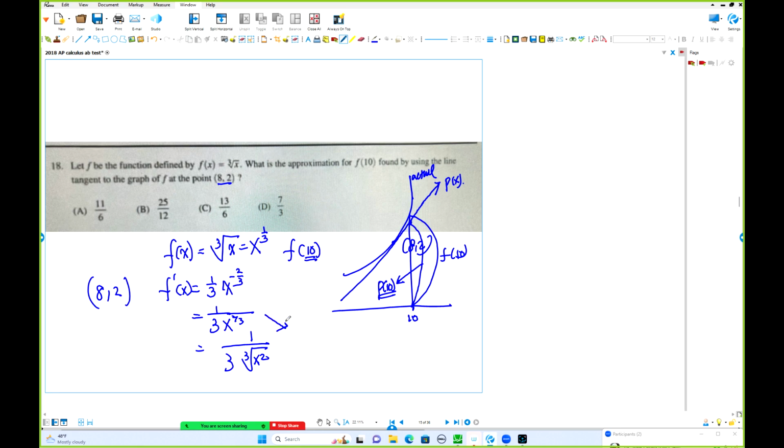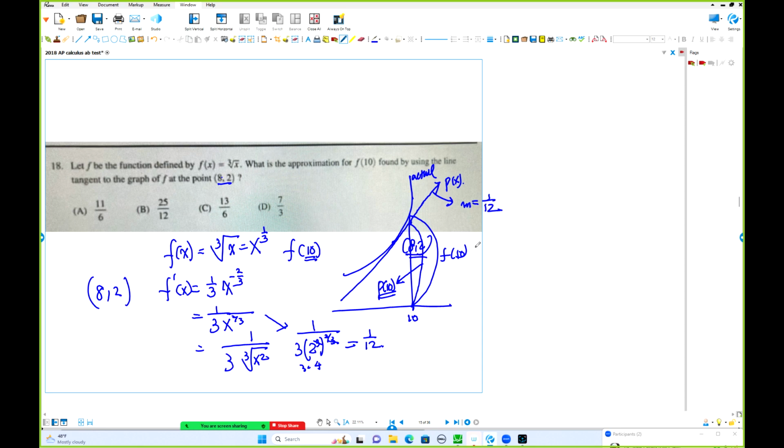But at x equals 8, I'm going to use this one. 1/3, x equals 8. 8 is what? 2 cubed, and the 2/3 power again, so the 3 cancels out. 2 squared is 4, so 3 times 4 is 12. So 1/12 is the slope at this point.